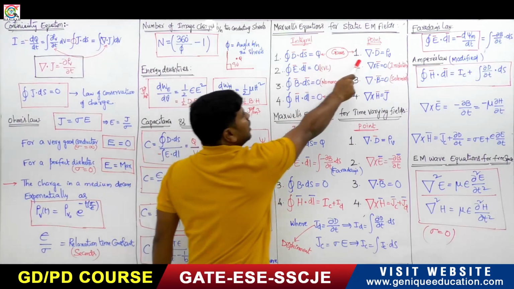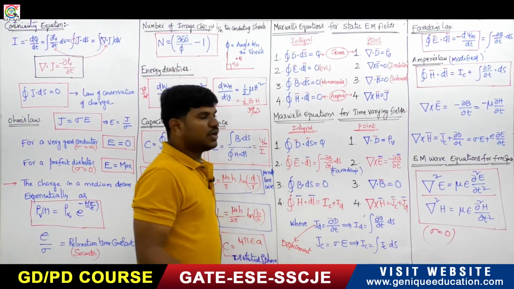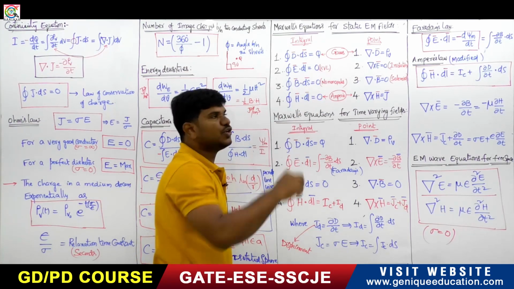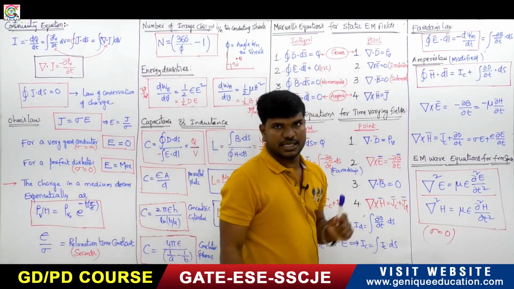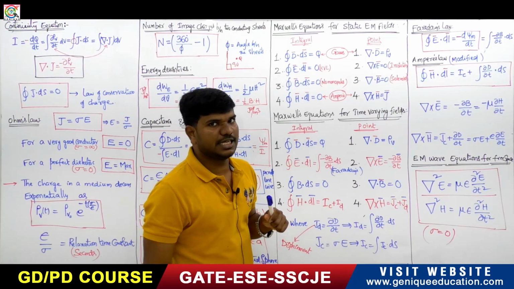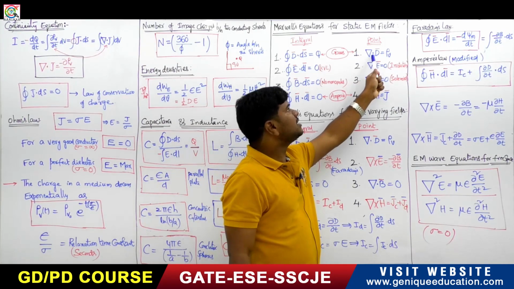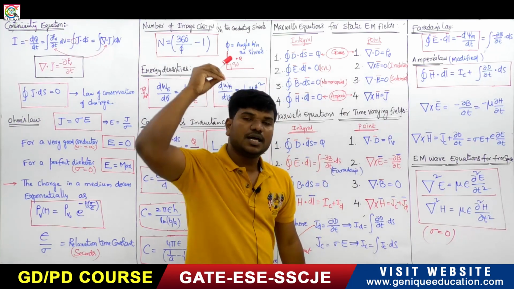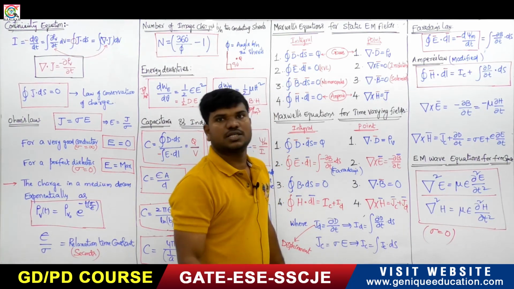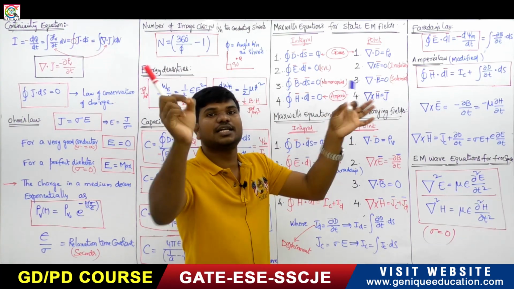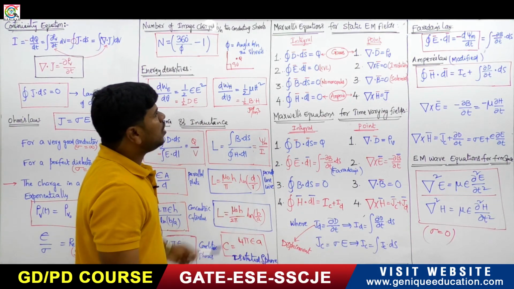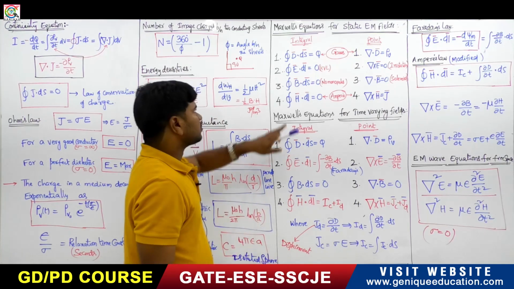Similarly, del dot D equals rho V. The divergence of the electric flux density gives you the volume charge density. That means the divergence of the electric flux density gives you the strength of that charge. Outside that charge, del dot D is 0. That is the point you have to understand.